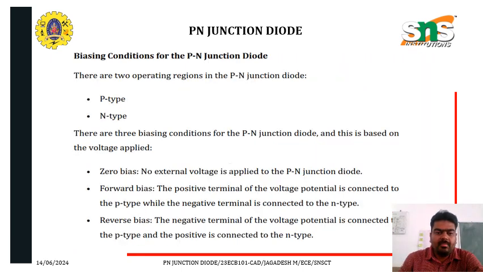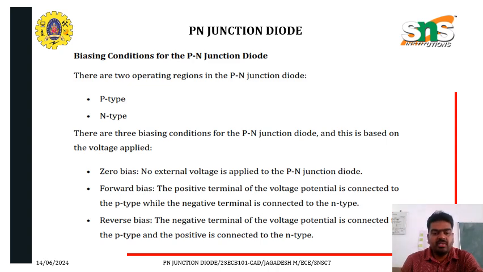Now, the biasing conditions for the PN junction diode. There are two operating regions in the PN junction diode, P-type and N-type. There are three biasing conditions: one is zero biasing or unbiasing, another is forward biasing, and the third is reverse biasing. Zero biasing is when there is no external voltage applied to the PN junction diode. That is called zero biasing or the unbiased condition.